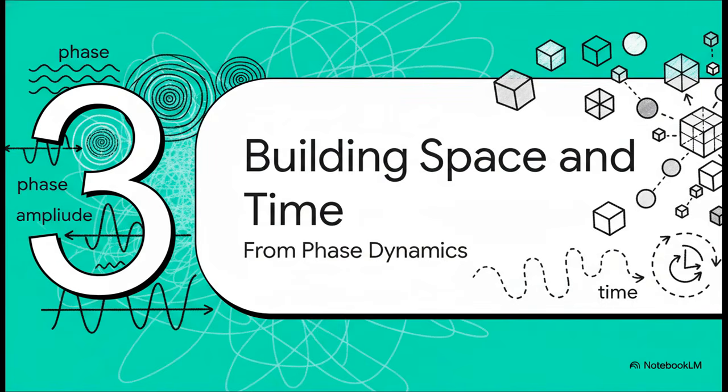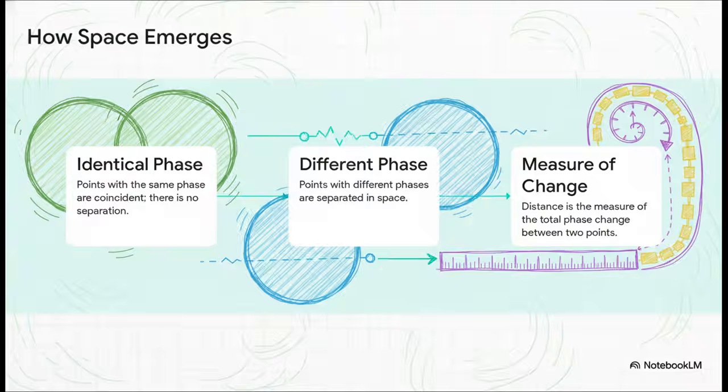Well, this is where the theory gets really, really elegant. Let's start with space. How do you build space from scratch? The logic is just so clean. Imagine two spots in this field. If their phase, their rhythm, is perfectly identical, then there's no separation between them. They are effectively in the same place. But the second their phase starts to differ, even a little bit, boom, you've created separation. And the amount of that difference in phase, that's what we perceive as distance.